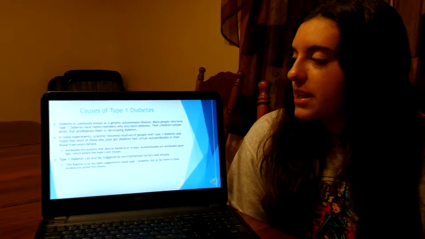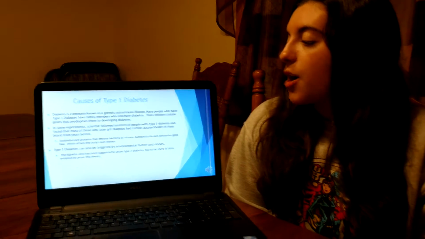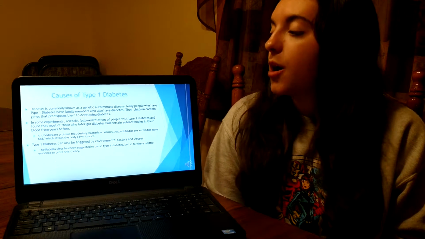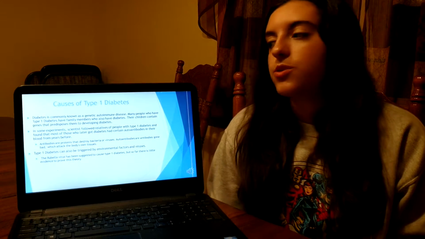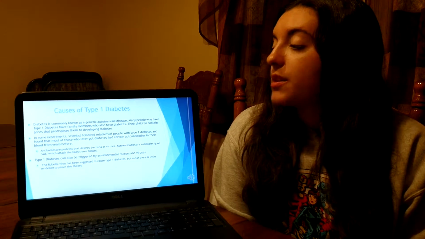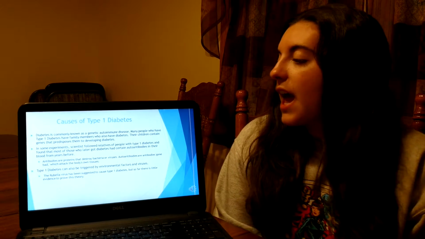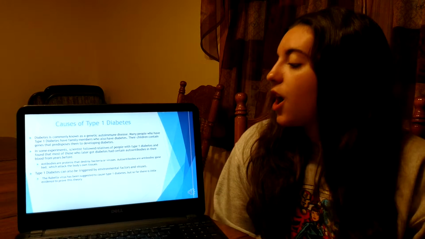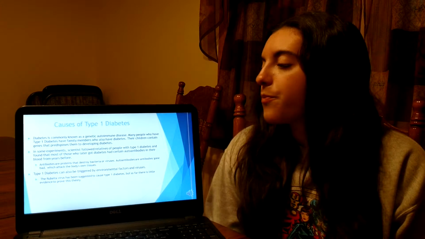Causes of type 1 diabetes. It is commonly known as a genetic autoimmune disease. Many people who have type 1 diabetes have a family history of people with type 1 diabetes, and then their children will be predisposed to also developing type 1 diabetes. In some experiments, scientists have followed relatives of family, and they have found that many of those who later got diabetes in their life had autoantibodies in their bloodstream from years before.